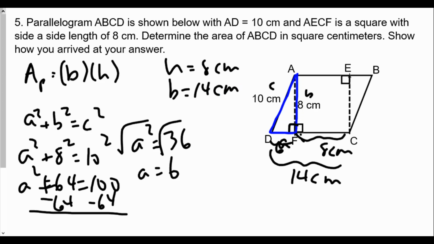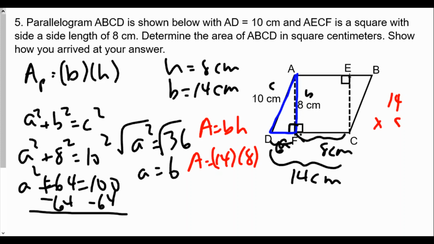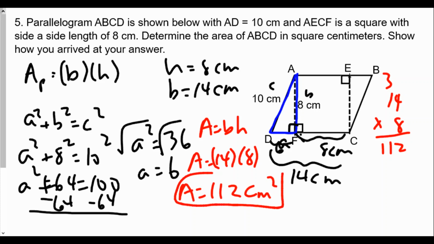And so now, since area equals base times height, our area is equal to 14 times 8. So 14 times 8, that's 2, carry the 3, 8 plus 3 is 11. So our area is going to equal 112 centimeters squared. Please make sure you use the proper units, okay?